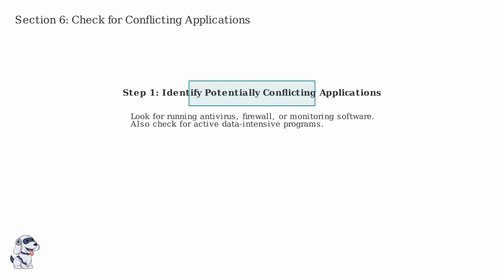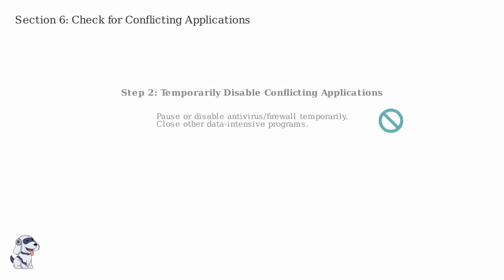First, identify potentially conflicting applications. Check for running antivirus programs, firewalls, or other monitoring software. Also note any active data-intensive applications that might be using system resources. Temporarily disable these applications. For antivirus software, pause real-time protection. For firewalls, temporarily turn them off. Close any other resource-heavy programs to free up system resources.